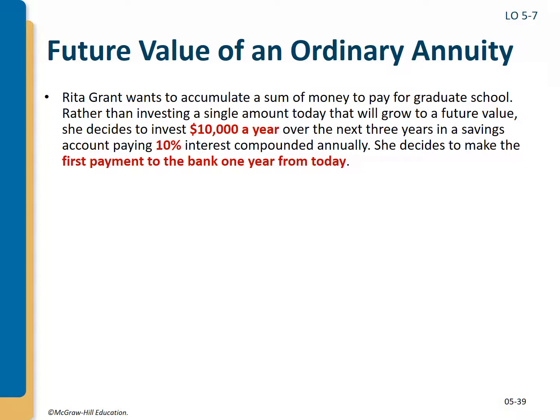Rita Grant wants to accumulate a sum of money to pay for graduate school. Rather than putting one amount today and letting it sit there and see what it's worth in the future, she decides to put away $10,000 a year over the next 3 years in a savings account, paying 10% interest compounded annually. She decides to make the first payment to the bank 1 year from today. So she's making her payments at the end of each year.